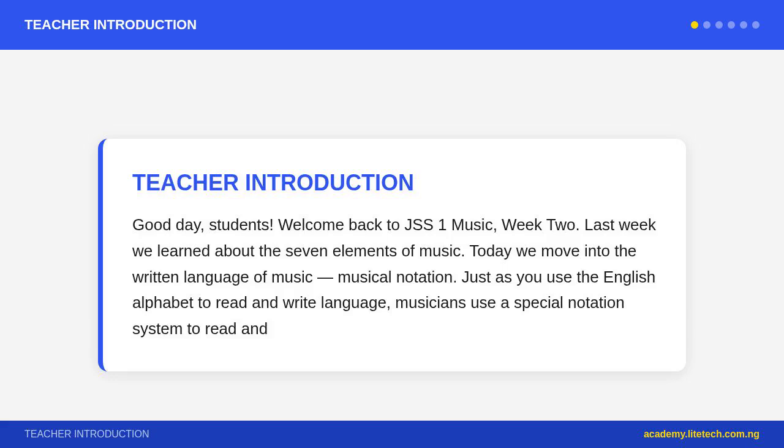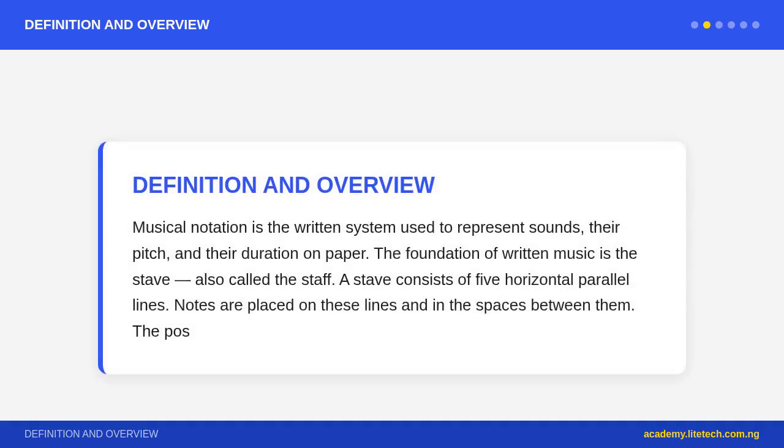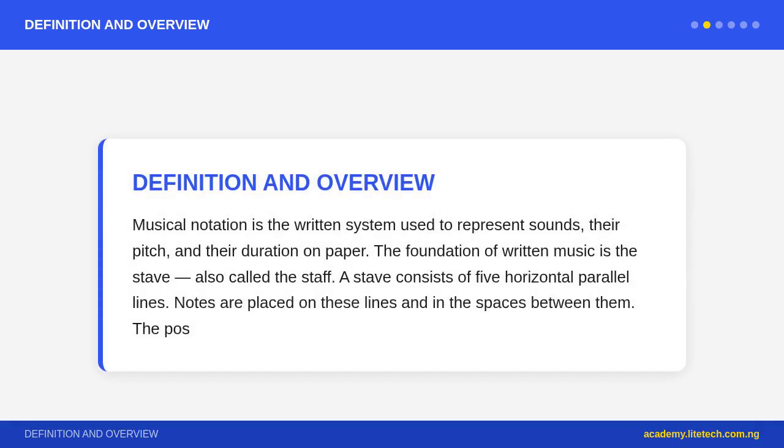Before we get to pitch, we must master duration, how long or short a sound lasts. Duration is shown using different note shapes. There are 4 main note values you must know at JSS level: the semibreve, the minim, the crotchet, and the quaver. For every note value, there is a corresponding rest, a symbol that shows silence of the same duration.